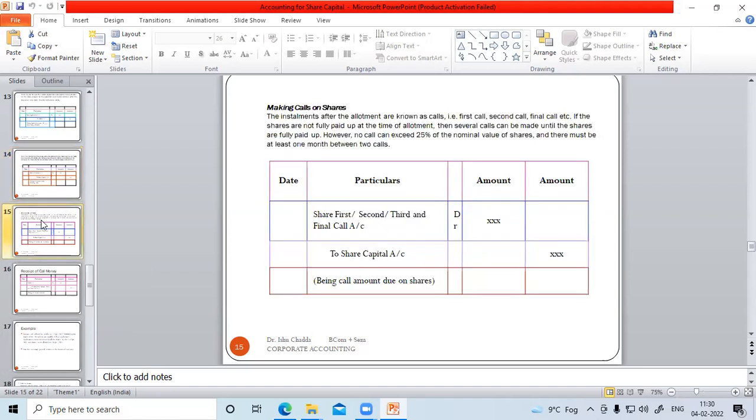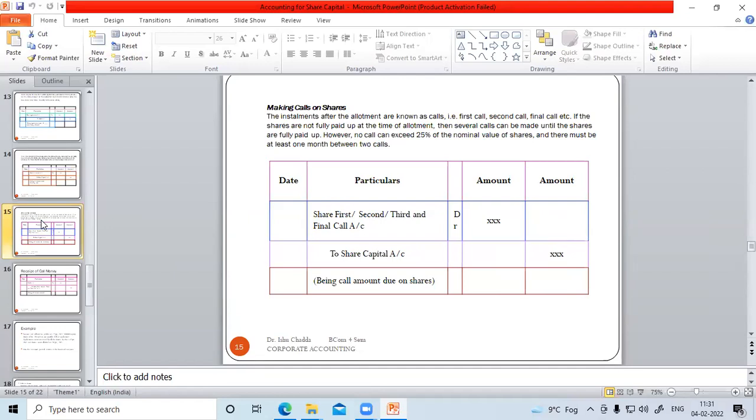Next, you have making calls on shares. After the allotment of the shares, you have to go for the calls. It can be first call, second call, or final call. If the shares are not fully paid up at the time of allotment, then several calls can be made until the shares are fully paid up. However, no call can exceed 25% of the nominal value of shares, and there must be at least 1 month between two calls.